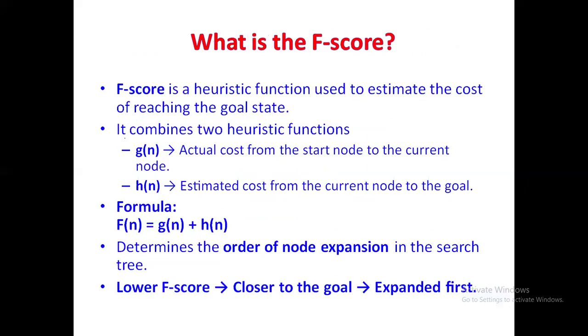Next, what is the F score? The F score is a heuristic function used to estimate the cost of reaching the goal state. It combines two components, what I have said, G of n and H of n, so F of n is equal to G of n plus H of n. It determines the order of node expansion in the search tree. Nodes having a lower F score are considered closer to the goal, and therefore are expanded first. This helps the algorithm prioritize the most promising path. This step you should all remember.